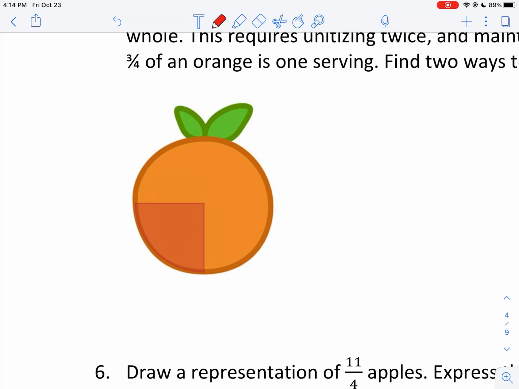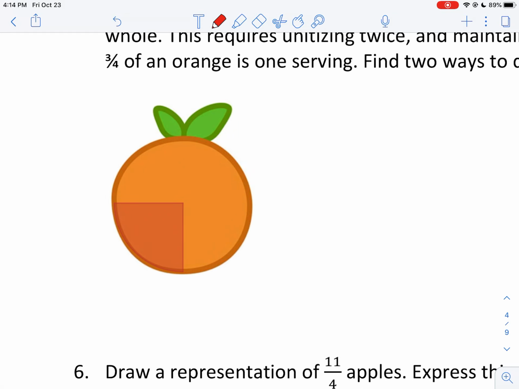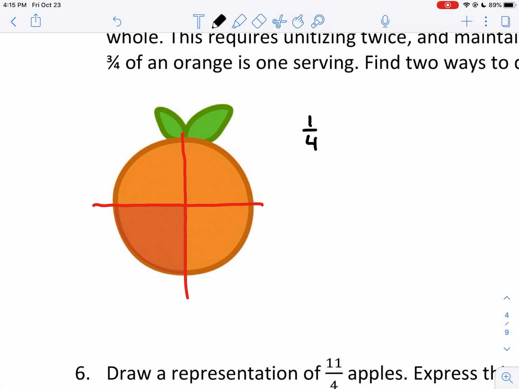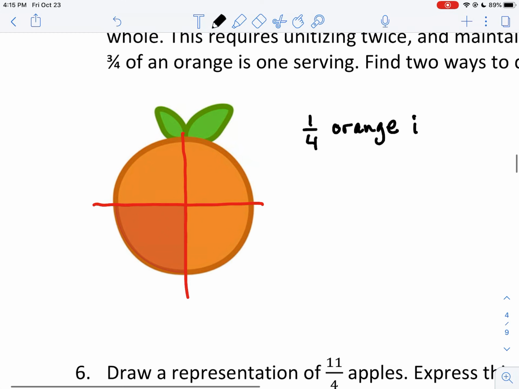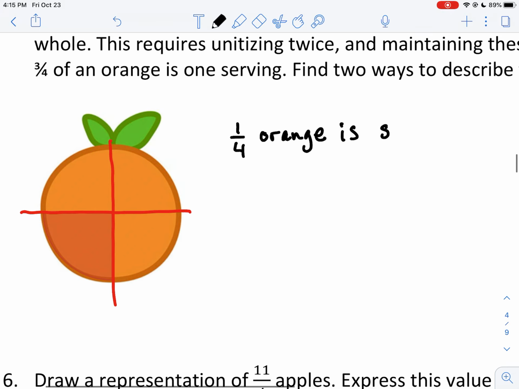Okay, so here's our drawing of an orange. The shaded portion is this portion right here that we're talking about. And I think it's pretty clear looking at this picture that if I were to cut this orange in half and then in half vertically, it looks like what's shaded is one of those 4 pieces. So I feel pretty safe describing what I'm seeing there as 1/4 of an orange, but make sure you put the unit. 1/4 of an orange is shaded.